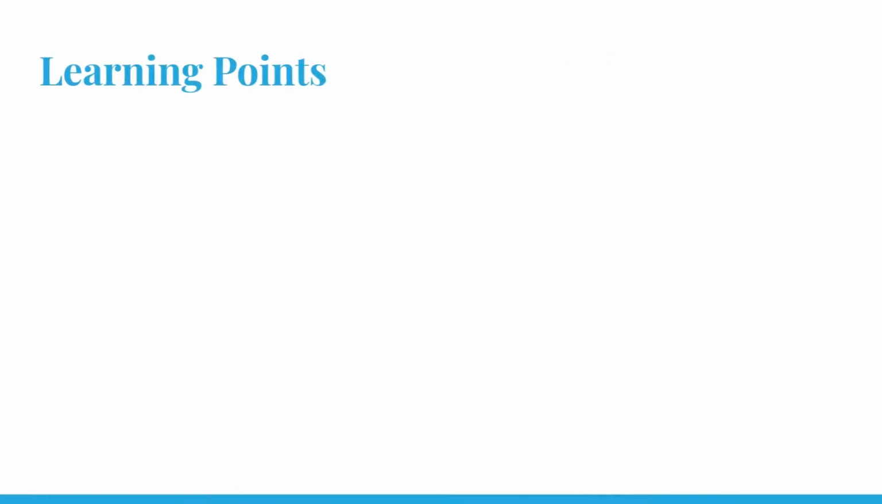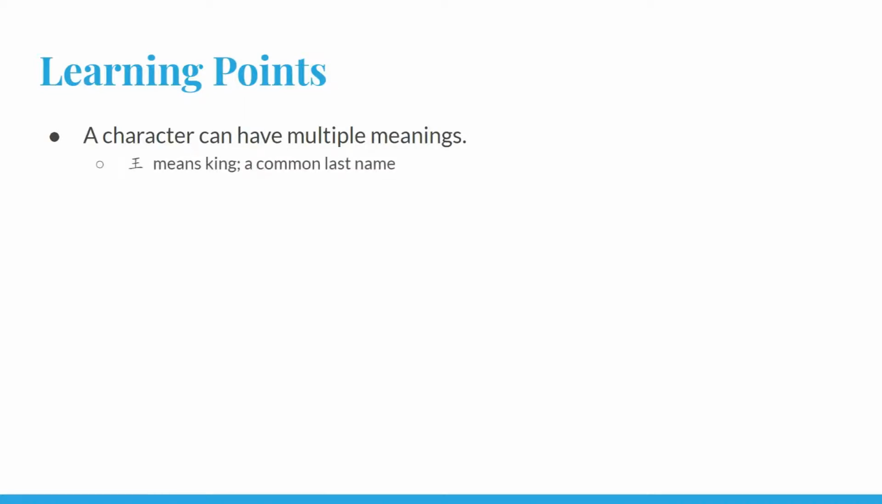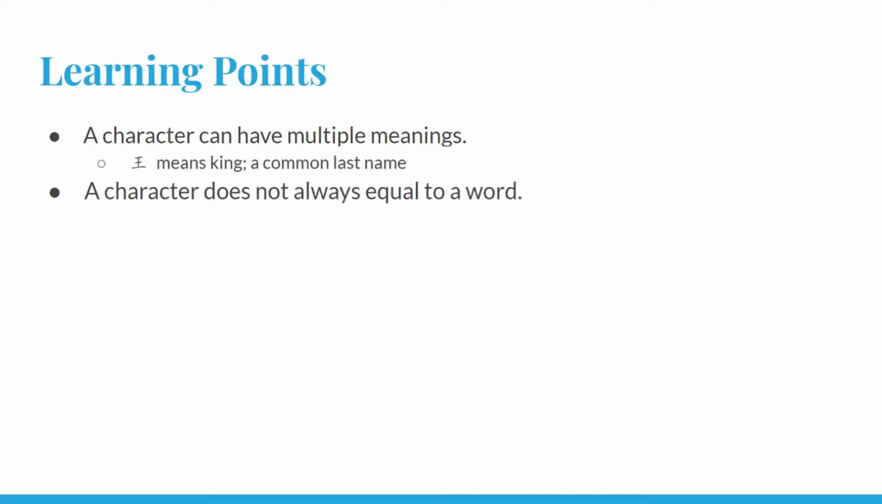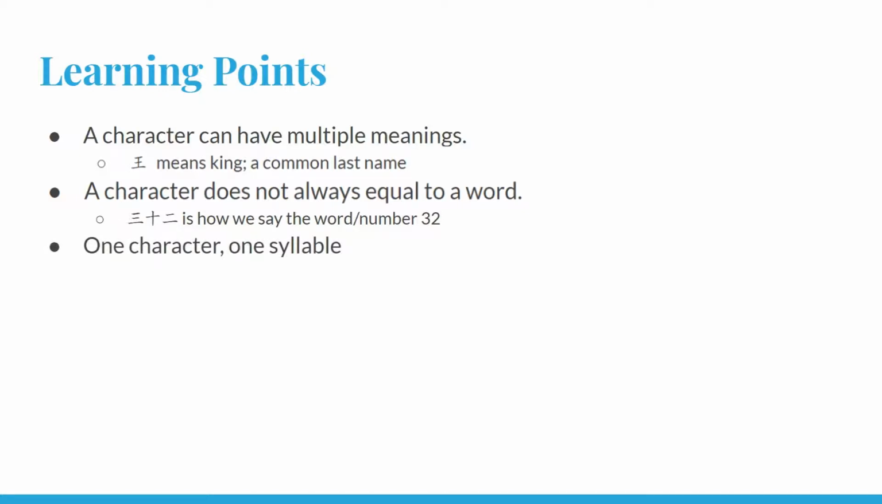Recap, let's see what we learned in this lesson. First, a character can have multiple meanings. For example, our Wang means king, and it's also a common last name. A character does not equal a word. To say the word or number 32, we actually use 3 characters. It is 三十二. One character, one syllable. If you hear 三十, 2 syllables, then you know there are 2 characters.